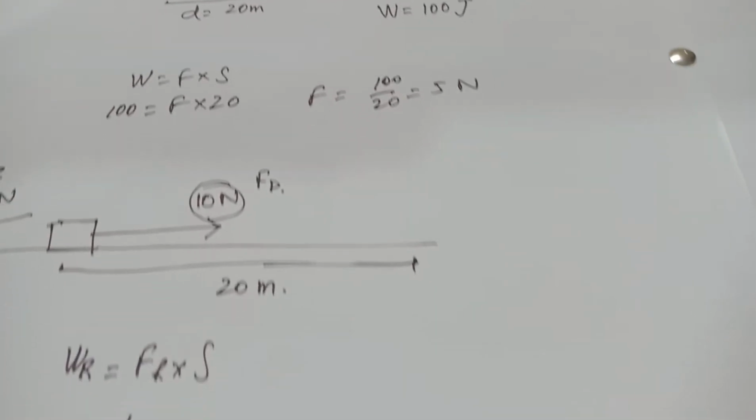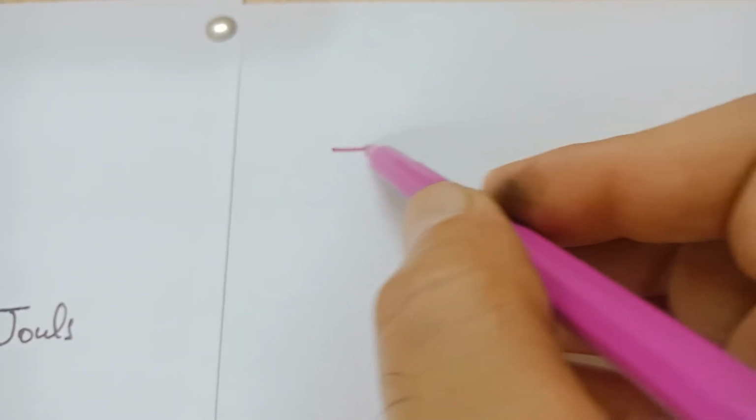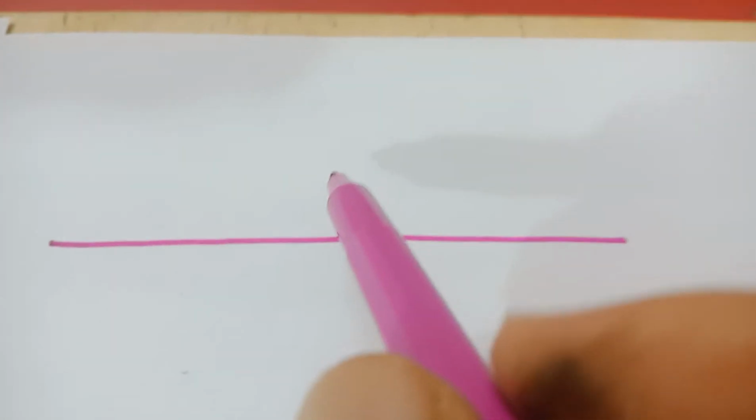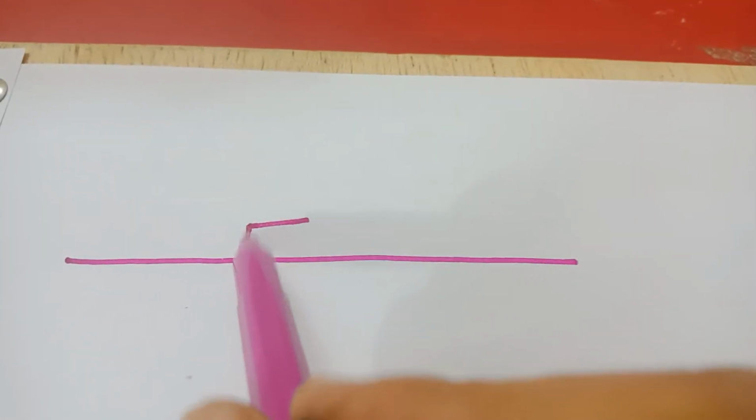I have just introduced what work is. So that work was F into S. Now building onto this, we look at a new situation. Suppose there is an object over here. Now suppose this is our object.